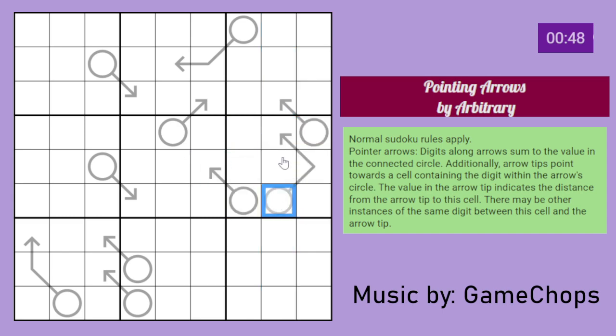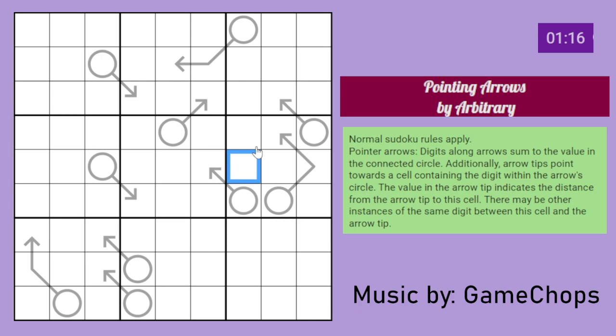Pointer arrows, so these arrows here. Digits along arrows must sum to the value in the connected circle. So these digits along an arrow must sum to the value in the circle. So if this was a 1 and a 4, this would then have to be a 5. This cell would then be that cell. So this cell sums to this cell, so they're just equal. And so on and so forth. Now what else do we have?